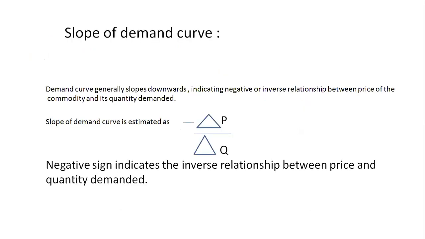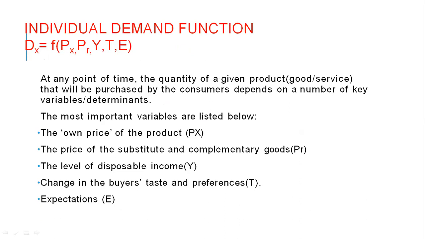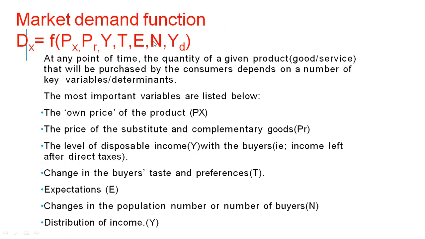I would like you to write this particular thing, slope of demand curve, and write this particular formula, and then also write down the individual demand function as it is given in the slide. Write down the individual demand function, write down the formula, and write what each particular variable represents as it's given here, and also write the market demand function, and also write what each variable represents.